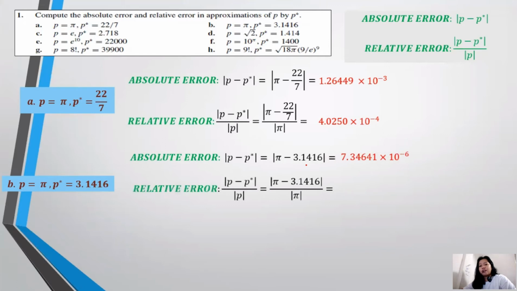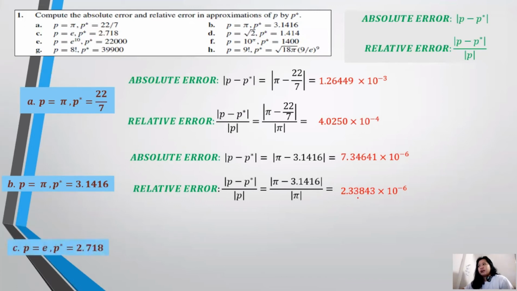And then for the relative error, using the same formula, we have the absolute value of p minus p* all over the absolute value of p. Substitute the values: pi minus 3.1416 all over the absolute value of pi. So we have here 2.33843 times 10 to the power of negative 6. So that is the absolute error and the relative error for letter B.